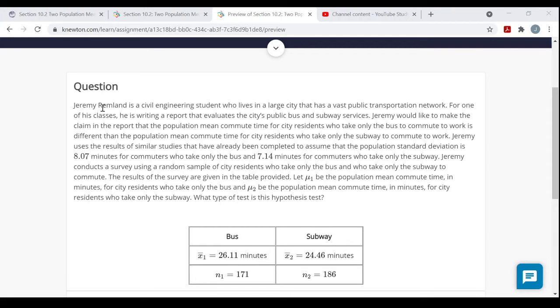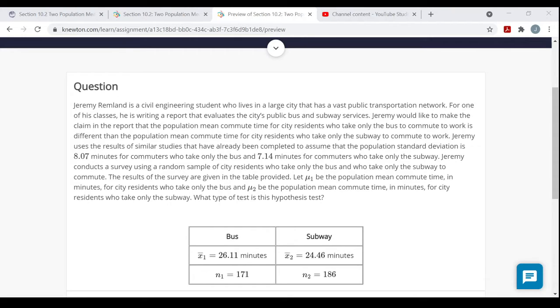Alright, so here we have Jeremy Remland, a civil engineering student who lives in a large city that has a vast public transportation network. For one of his classes, he's writing a report that evaluates the city's public bus and subway services. Jeremy would like to make the claim in the report that the population mean commute time for city residents who take only the bus to commute to work is different than the population mean commute time for the city residents who take only the subway to commute to work.